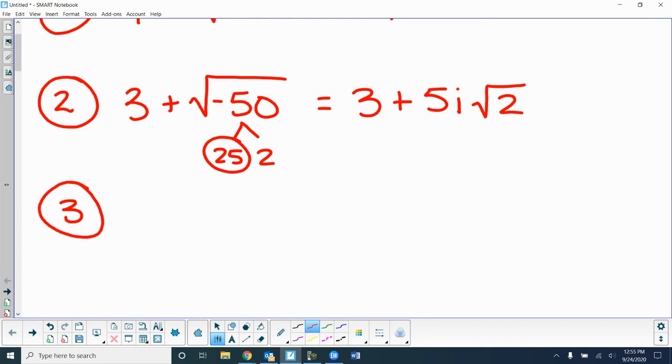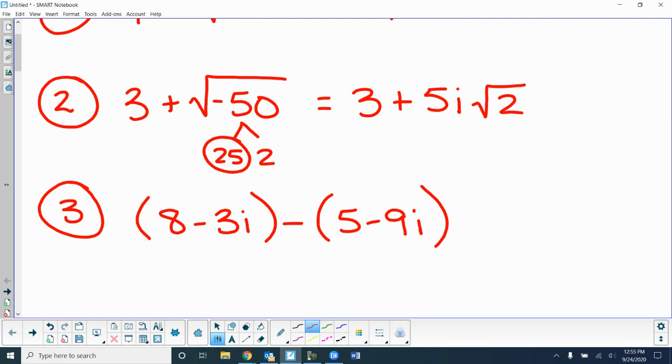All right, number 3 and 4. Every year I get kids that miss these, because we've been doing a lot of foiling, so they try to foil this. Do we try to foil this type of problem? No. Let's make sure we don't foil tomorrow on a subtraction or addition.